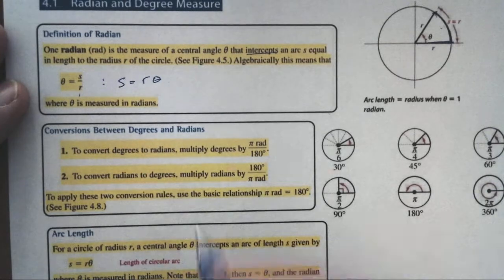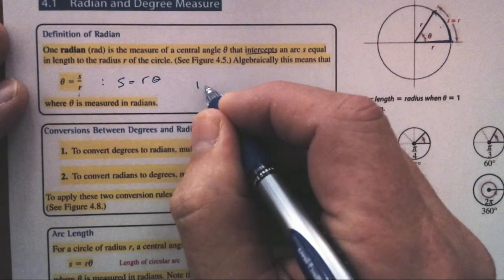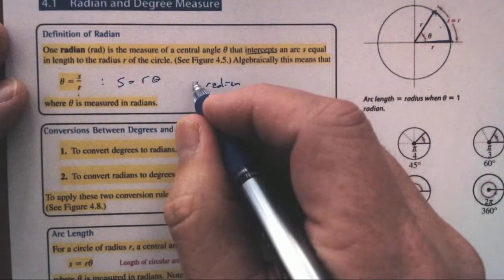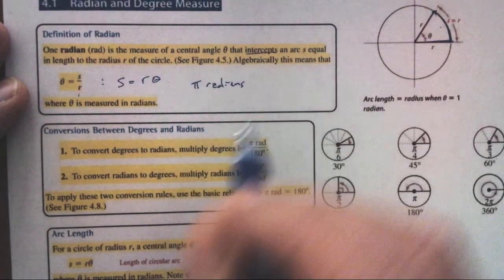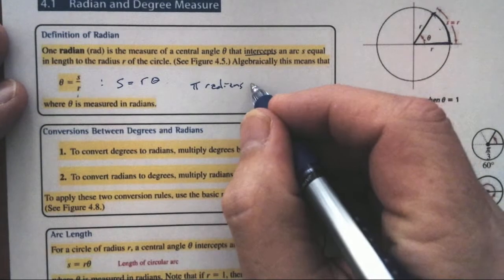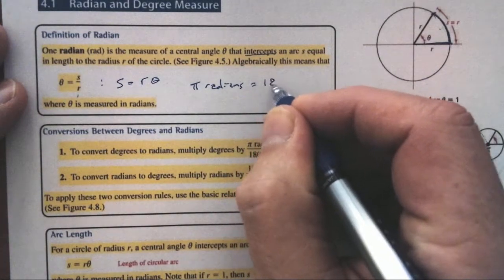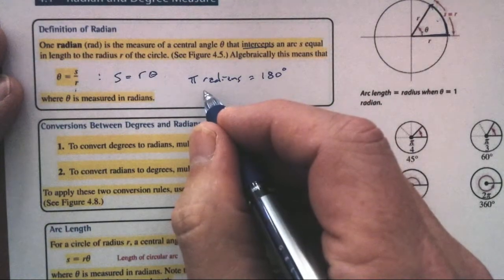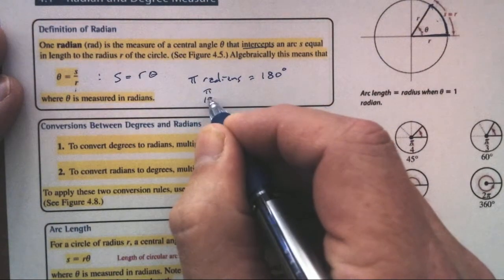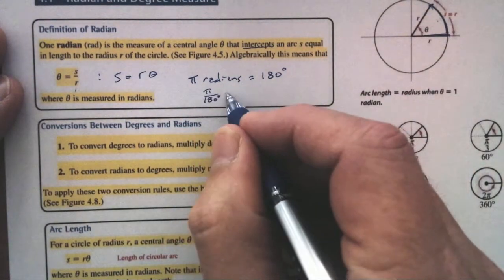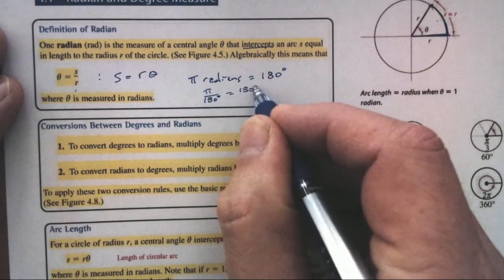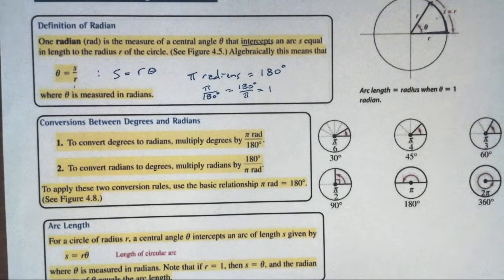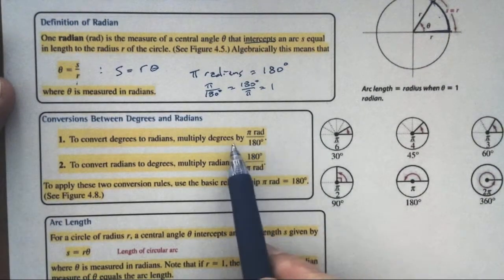Worth noting that pi radians, 3.14, etc. radians equals 180 degrees, and there's our conversion. And we'll often talk about pi radians over 180 degrees being 1, and so is 180 degrees over pi radians. Both of those are 1, and we'll use those for conversions, and that's discussed right through here.